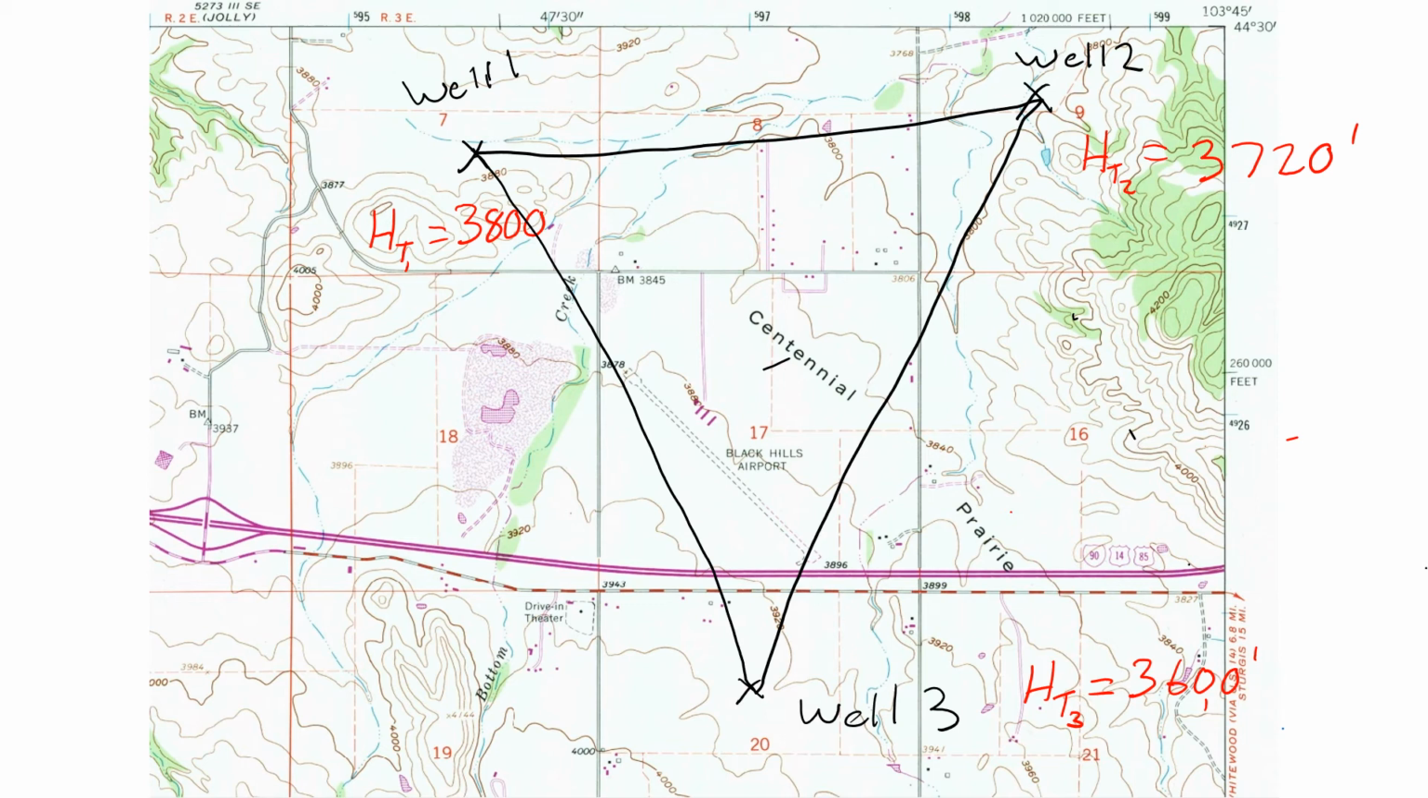Okay, triangle that connects all the wells. Now let's contour it, right? In order to contour it, we have to evenly space out the total head values along these lines. So this might take me a minute.